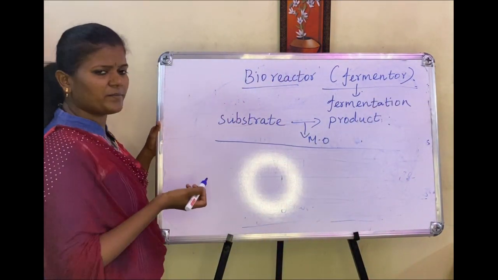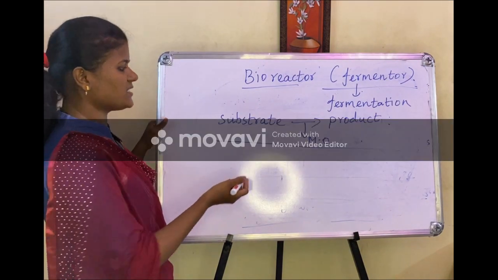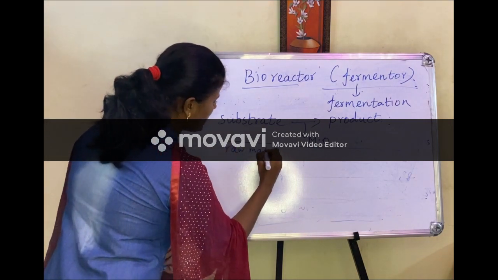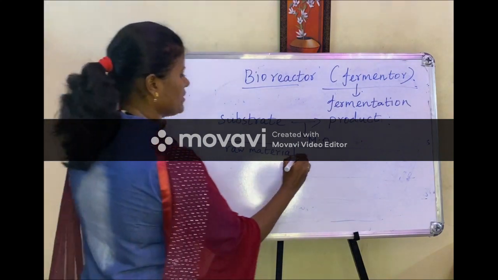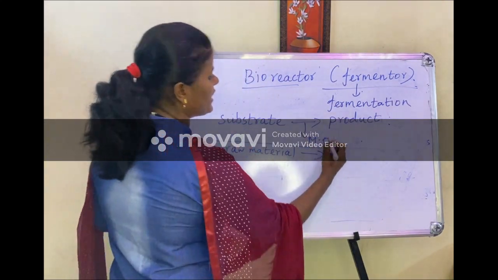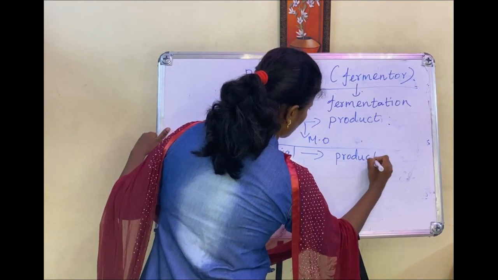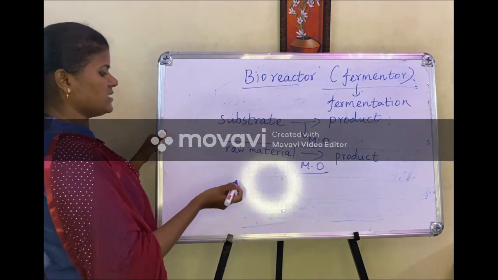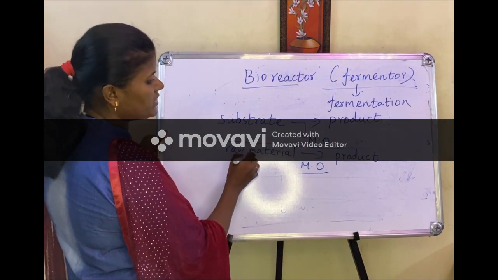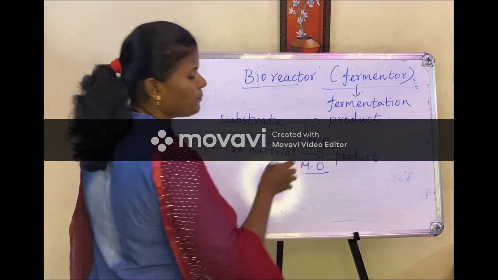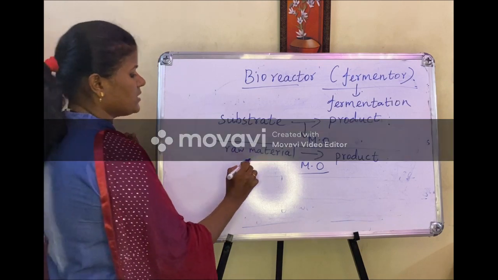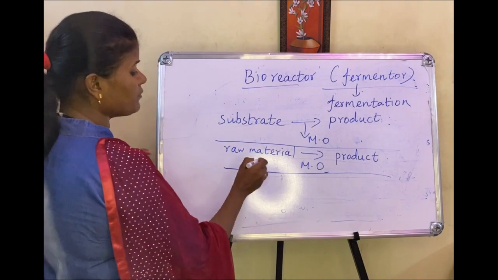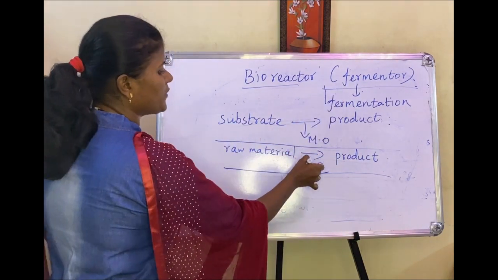What is substrate? What are the things we are going to add? That is called substrate or raw material. Finally, we get the product by using microorganisms. The microorganism converts the raw material into our desired product. Understand? This process needs an optimum environment. The fermenter should give an optimum environment.